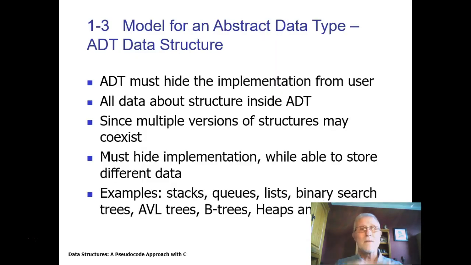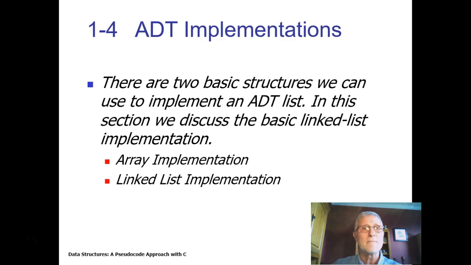Now, remember that the ADT must hide the implementation, how it's done, from the user. All data about its structure is inside the ADT, because there could be a case where multiple versions of a structure may coexist. You've got to make sure you hide the implementation while being able to store different data. Some of the examples that we're going to go through in this class: stacks and queues, lists, binary search trees, AVL trees, B trees, heaps, and graphs. We're going to go through a lot of these so you understand some of the tools that are available to make your programming better.